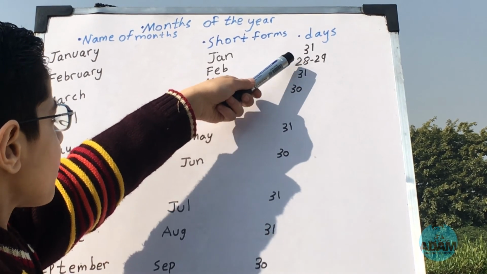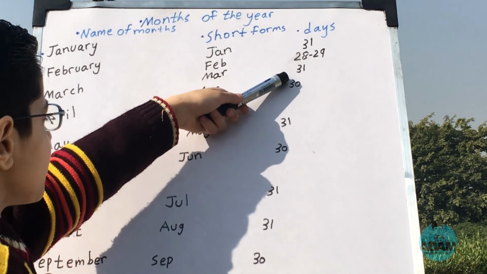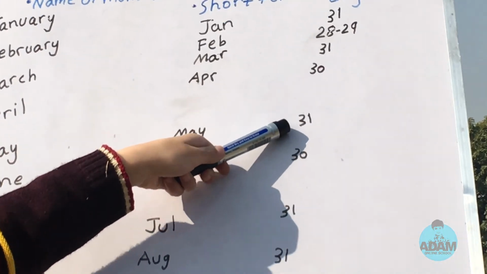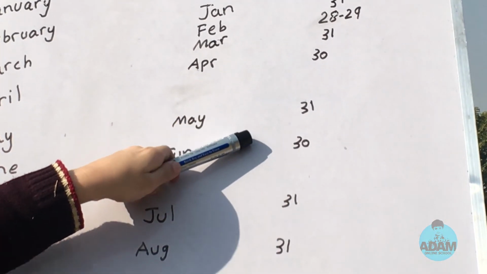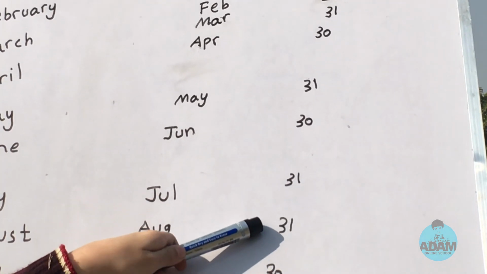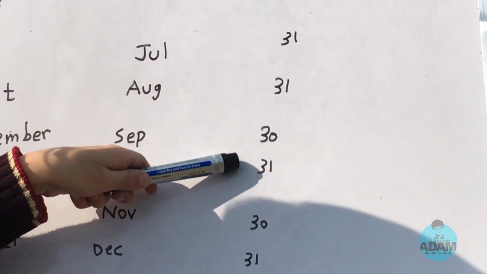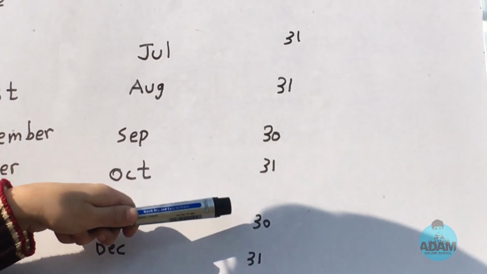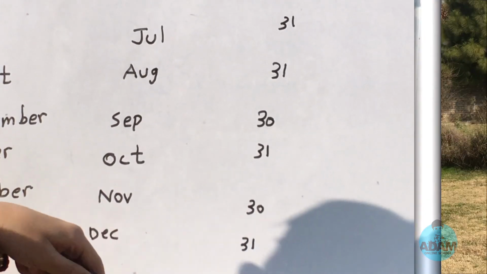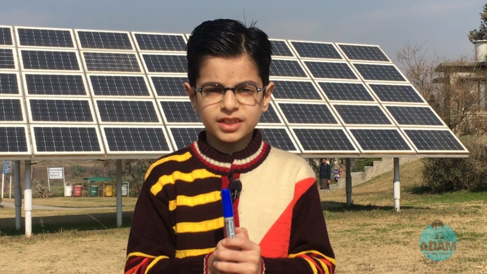January 31, February 28 or 29, March 31, April 30, May 31, June 30, July 31, August 31, September 30, October 31, November 30, December 31.